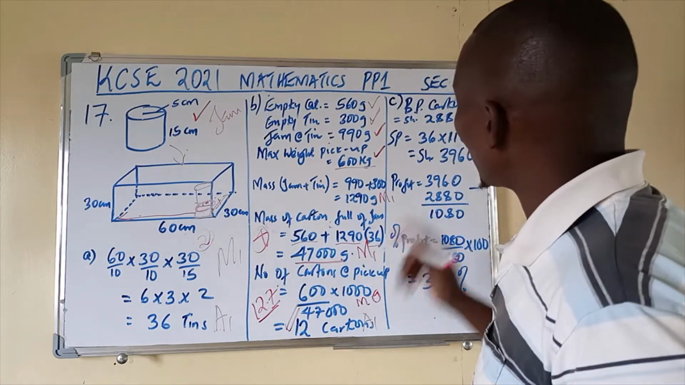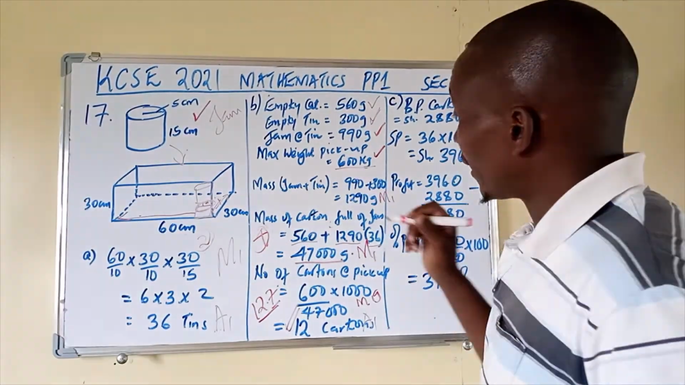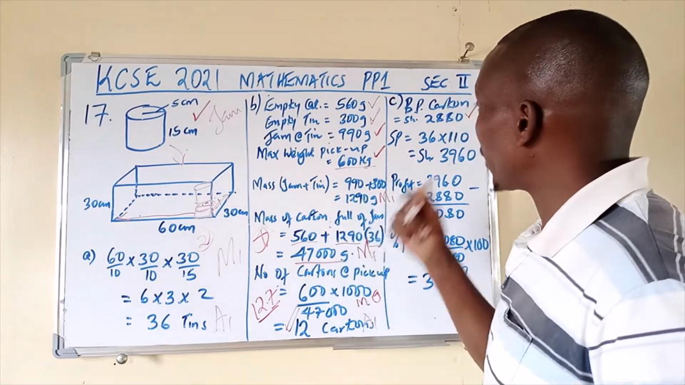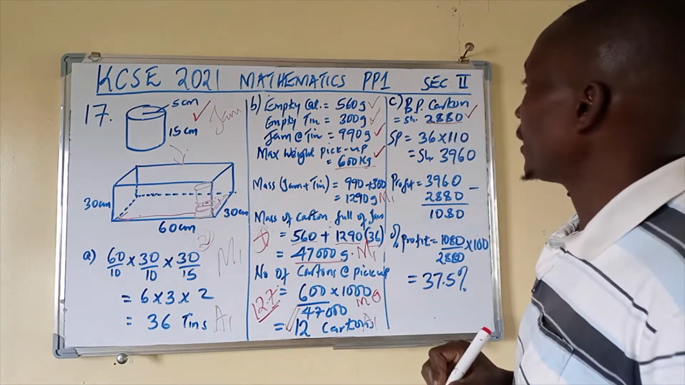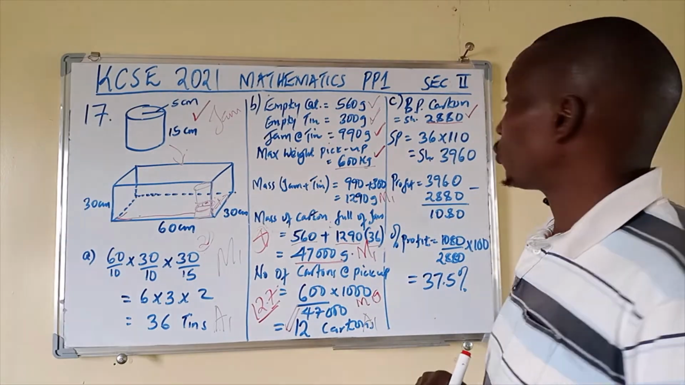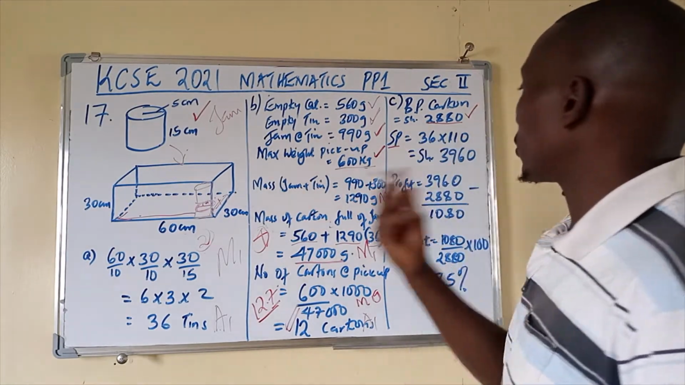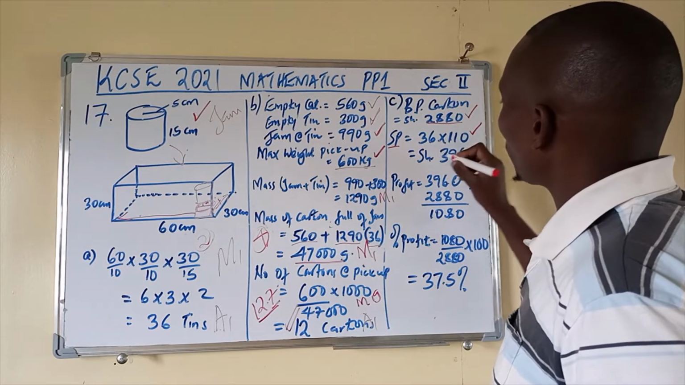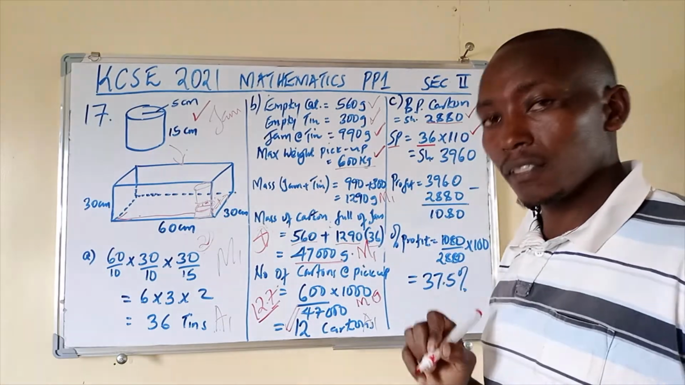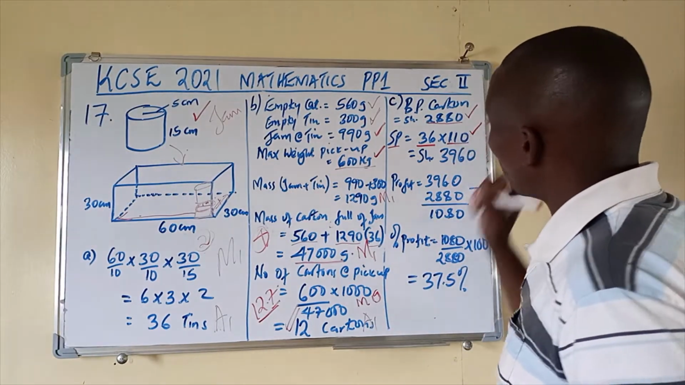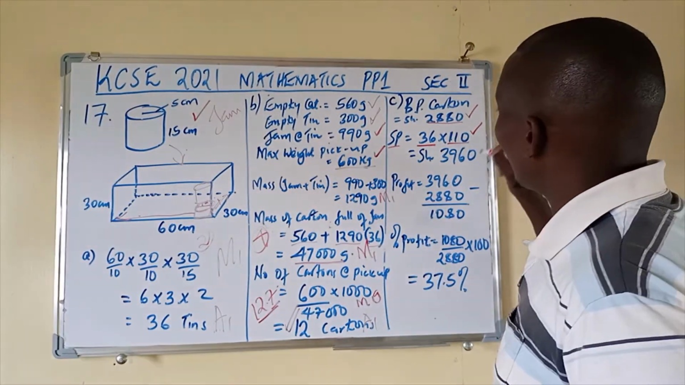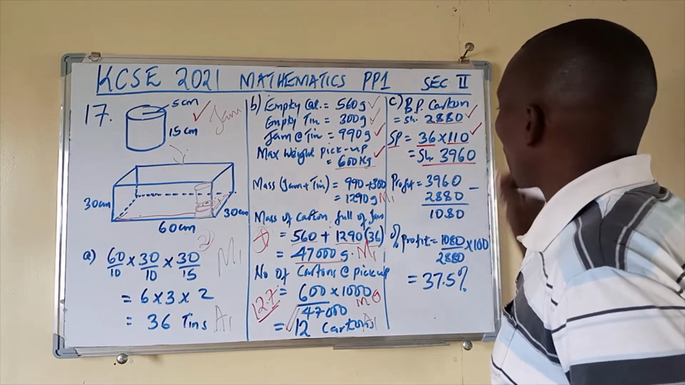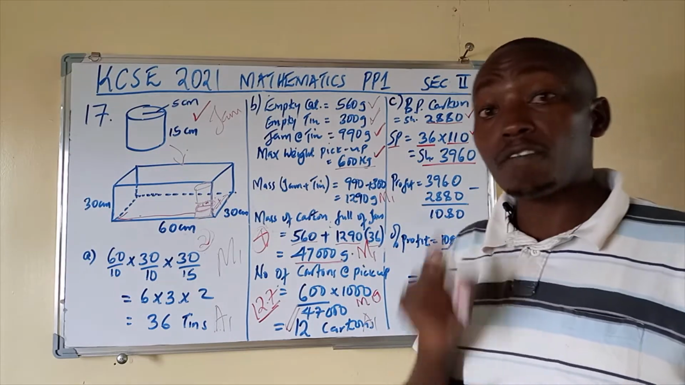Now we go on to section C. You're told that the company that makes the jam sells one carton to a retailer at 2,880 shillings. The retailer then sells to consumers. So the selling price will be 36 tins per carton multiplied by the price. Remember, they told us they are selling one tin at 110, so 36 multiplied by 110. This is the amount of money the retailer will make from one carton.